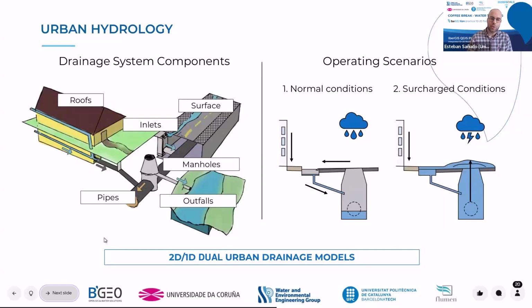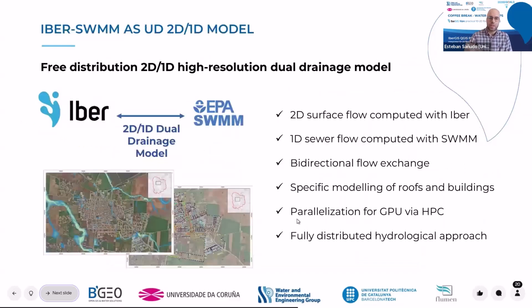So for this, it's important to have a 2D-1D dual drainage model in order to consider the interaction between the sewer network and the runoff model. For that, we couple Iber and the engine of SWMM in order to have a fully distributed, two-dimensional, one-dimensional, high resolution dual drainage model. In this context, we solve the surface flow using Iber, the one-dimensional sewer flow using SWMM, and we can compute the bidirectional flow exchange between the surface and the sewer network.